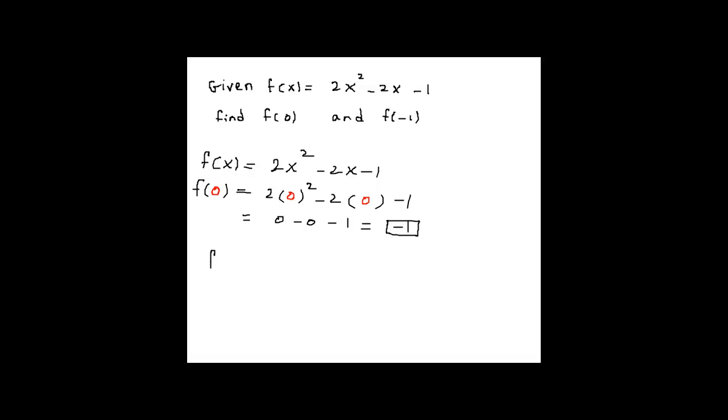So move on to f of minus 1. If I want to find what f of minus 1 is, similarly you substitute minus 1 for each x like this, and then you evaluate this. So here we get negative 1. You would get the 2 times one.